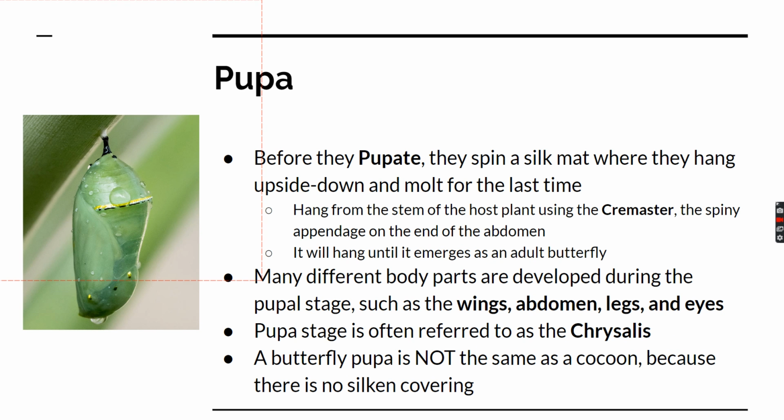The pupa stage. Before they can pupate, they spin a silk mat where they hang upside down and molt for the final time. They hang from the stem of the host plant, the milkweed, using the cremaster, the spiny appendage on the end of the abdomen. It will hang until it emerges as a full adult butterfly. Many different body parts are developed during the pupal stage, such as wings, abdomen, legs, and eyes. The pupa stage is often referred to as the chrysalis, and the butterfly pupa is not the same as a cocoon, because there's no silken covering.